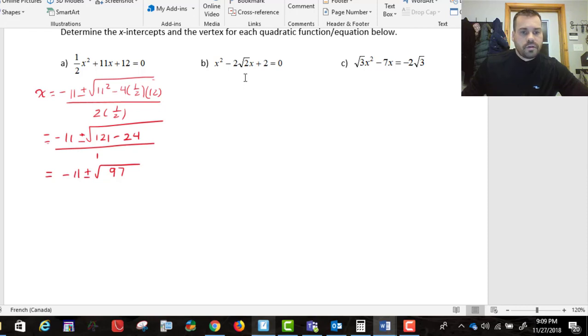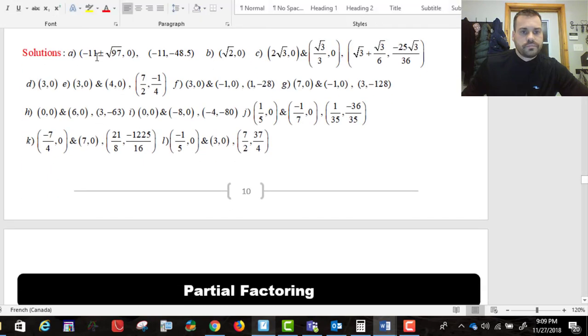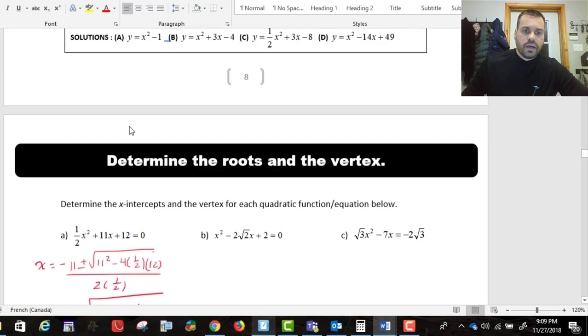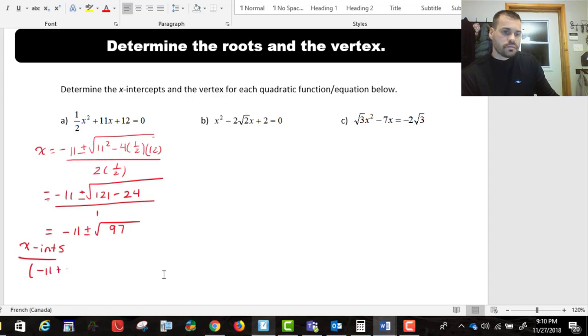I need to see if there's a perfect square factor of 97. Because if you scroll down here, you can check your answer and you can see that there's not. But remember, we looked before at simplifying that. So if I can simplify the square root of 97, I should. In other words, if I can find a perfect square factor in 97, I should, but I can't. So those are my two x-intercepts. If I want to write them as actual coordinate pairs, they are going to be minus 11 plus root 97 and 0, and minus 11 minus root 97 and 0.